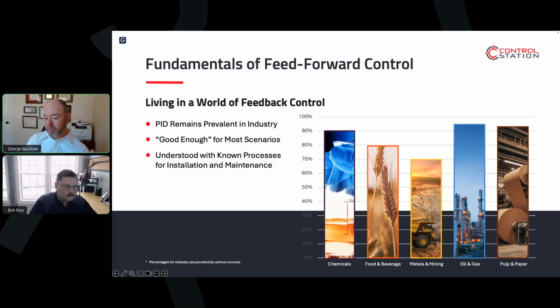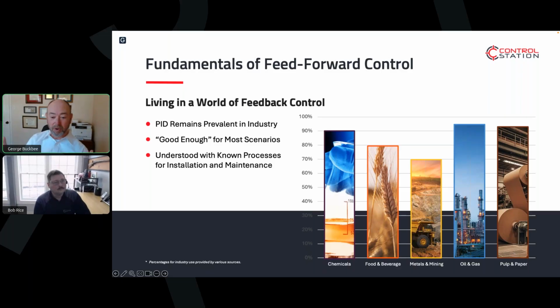Sure, so let's just start with the fundamentals, right? Everybody in here has some experience with feedback control. As we launch into feed forward control, we'll start first with saying we're not giving up on PID and feedback control. That exists. It's going to continue to exist. It's going to be the basis for most of the things that we do.